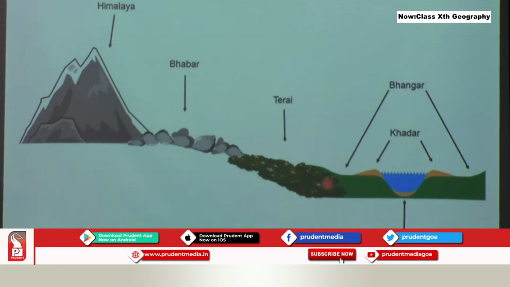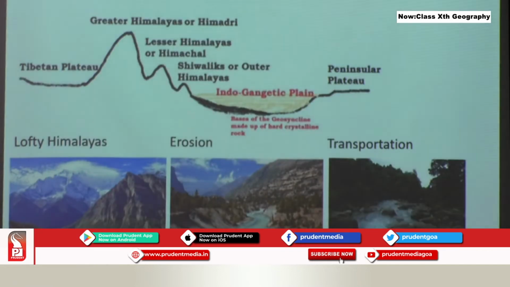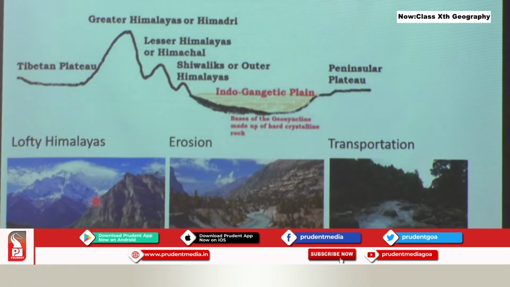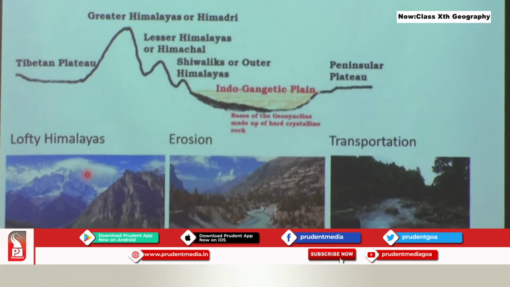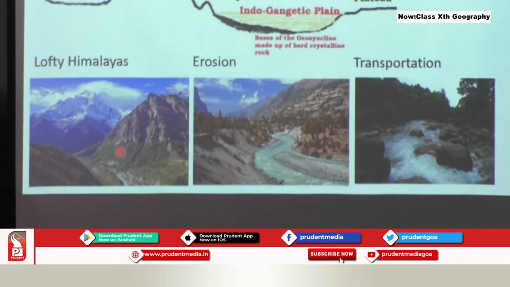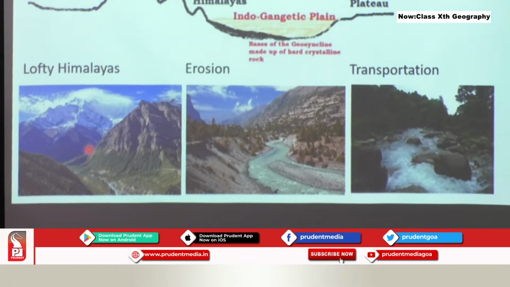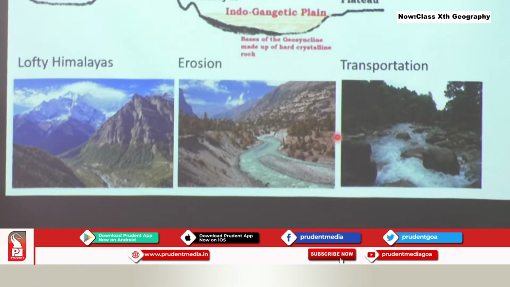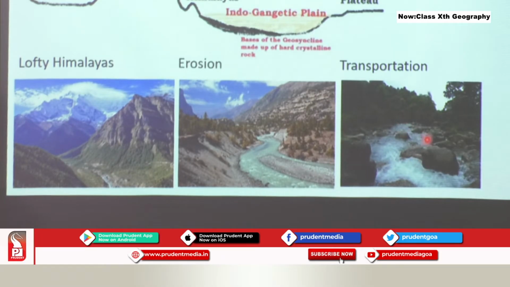As the river flows further down, you will see that towards the ends you will have the Bhangar, which is the old alluvium, and the new alluvium, which is Khadar, is replenished every year. Coming to the heights of the mountain, if we have these lofty mountains, the greater Himalayas, the lesser Himalayas and the Shivaliks, it is from here that as the water comes down from the Shivaliks, erosion takes place, and this matter, as it comes further down, you will see transportation of the eroded matter taking place.